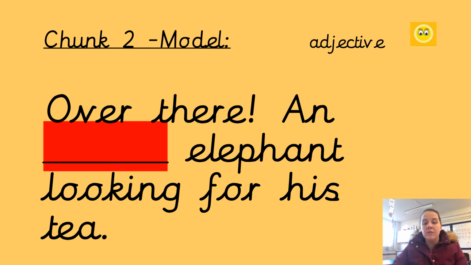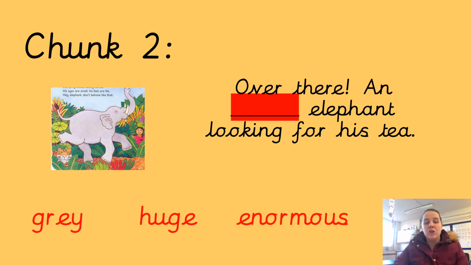Okay, and you're going to put it in the red highlighted part. So in the next slide, I'm going to show you some adjectives I have. So I've got grey, huge, enormous. So I'm going to use enormous. So over there, an enormous elephant looking for his tea. So I would then write my red word where the red highlighted part is and write the full sentence.